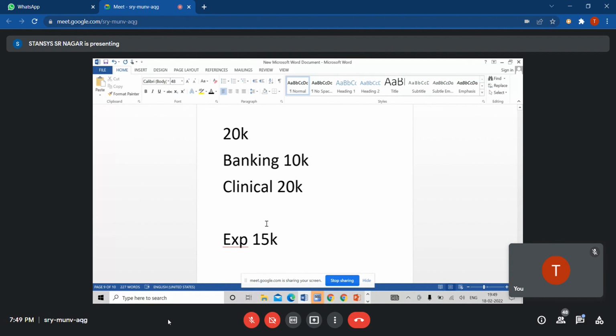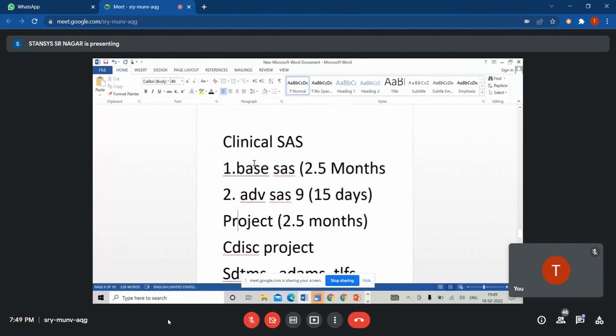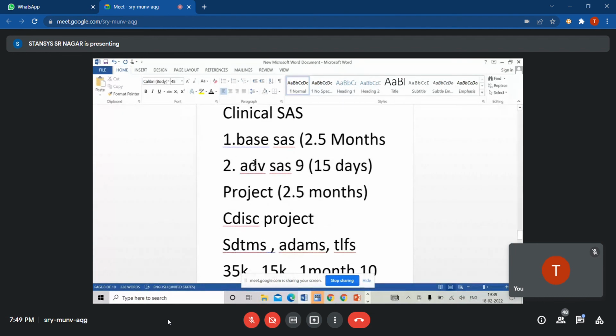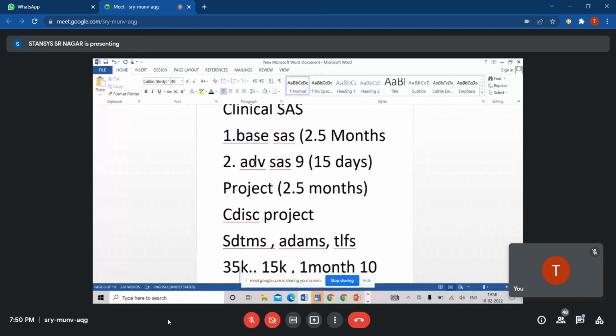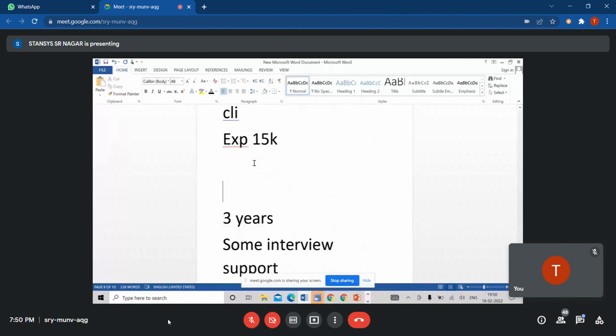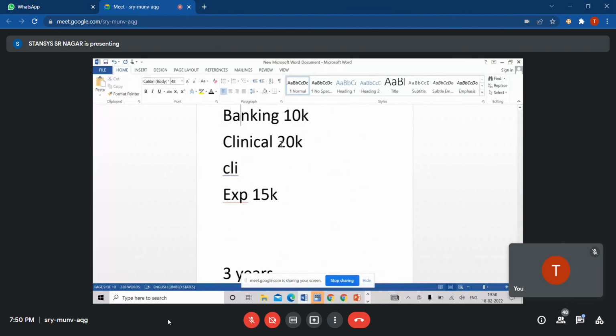Base and advanced will not cover CDISC. Yes, it will be covered in the CDISC course only. No, sir, this 20K will cover CDISC also. No, this 20K is different, only for the project. This 20K is only for the clinical SAS project. Only for project, 20K is.